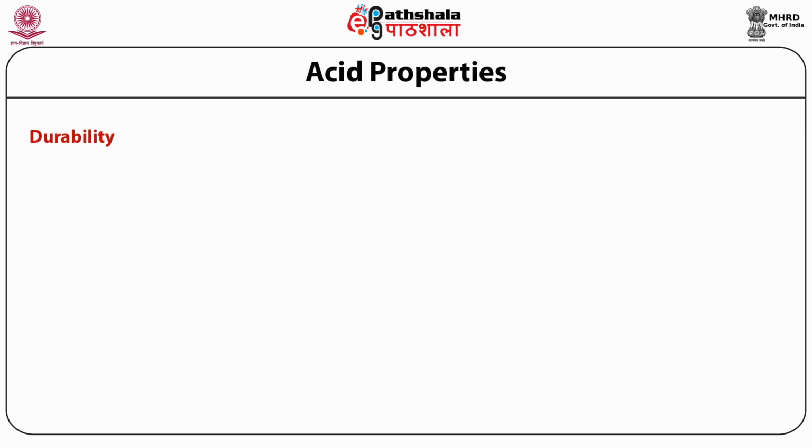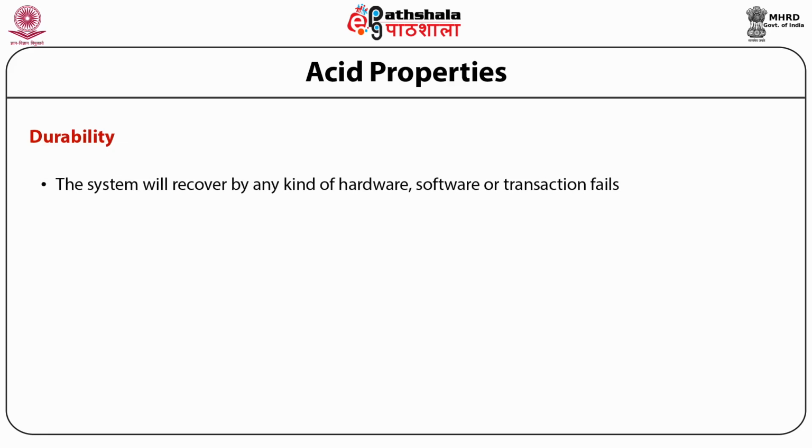Durability is one of the very important properties of a database management system. Normally when we store data in a database management system, our idea is that data will be stored and it will be protected. So when there is any kind of mishap with hardware, software, or a transactional failure, the system should immediately recover. Otherwise the condition of durability will be defeated.